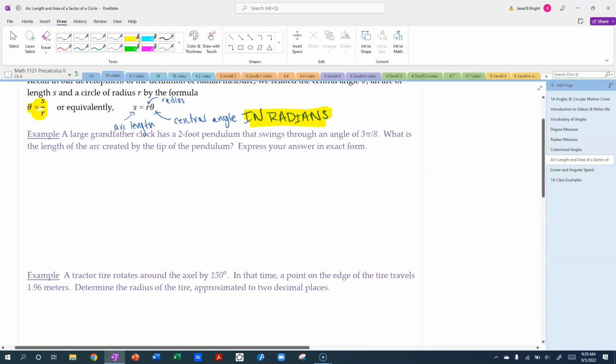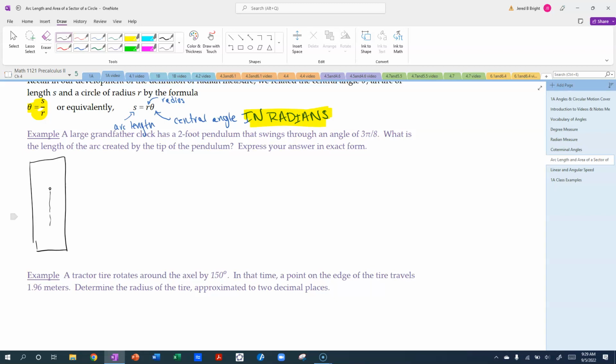Okay, so we're going to look at an example. A large grandfather clock. If you've seen one of these, it's a big old box type thing, and then it has a pendulum. I'm just going to draw it, and then it swings from here. It swings over, and then it swings back, something like this. Big old pendulum that swings. We're talking about this as being a 2-foot long pendulum. In other words, this is just my quick sketch. This distance here would be 2 feet, and then it swings through an angle.